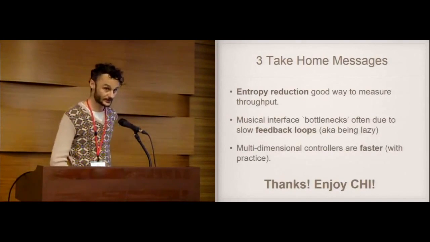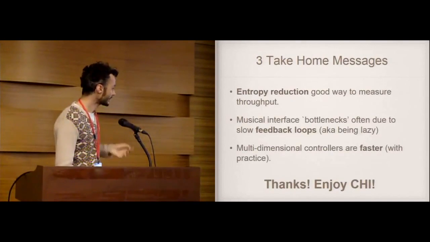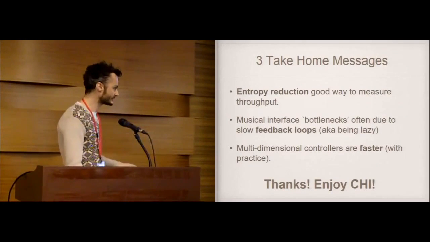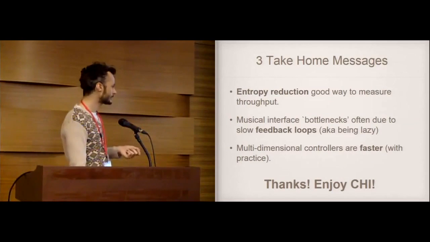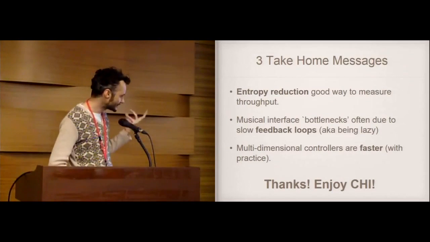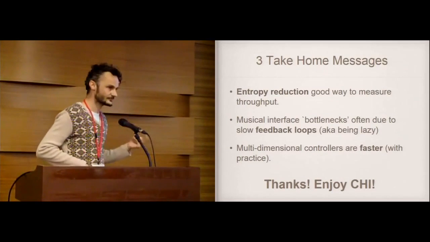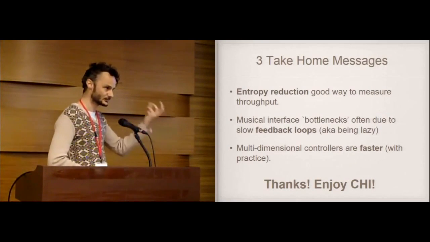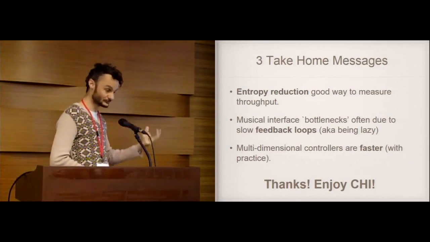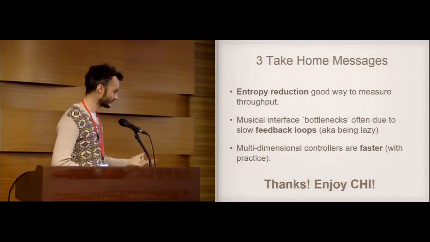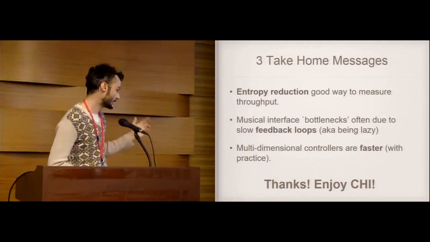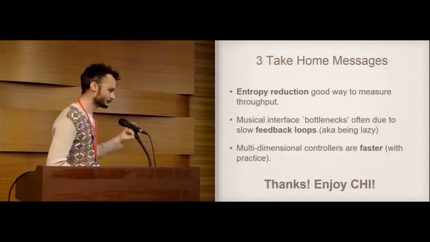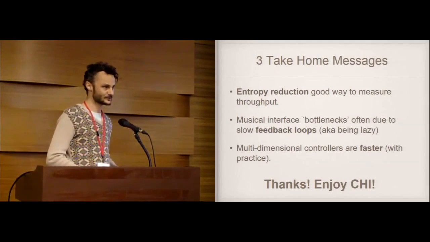So there's 3 take-home messages here. Entropy reduction is a handy, flexible, generalizable way to measure throughput. Musical interface bottlenecks are often due to these slow feedback loops. So it's nothing to do with the interface, it's to do with how much you know and how much you've been training yourself to know the space. And multidimensional controllers are potentially much faster, but only if you practice in this kind of way.